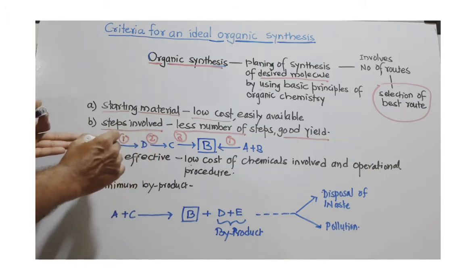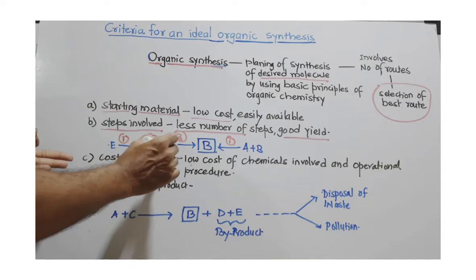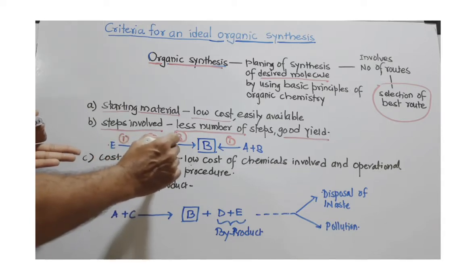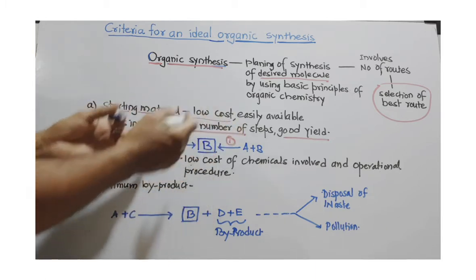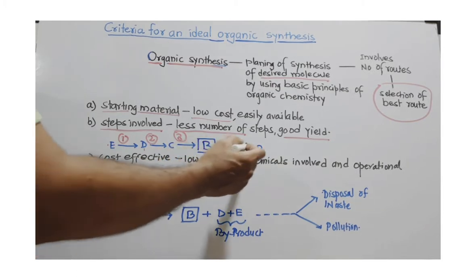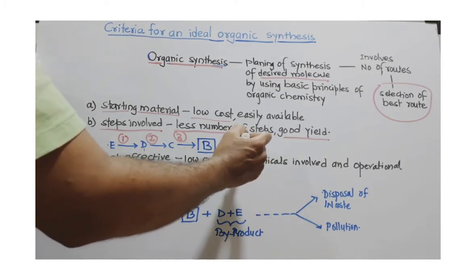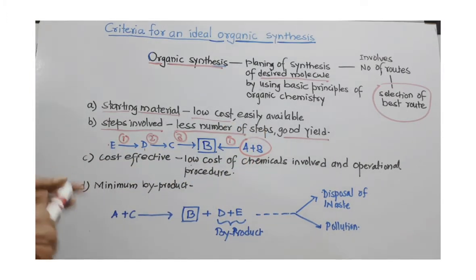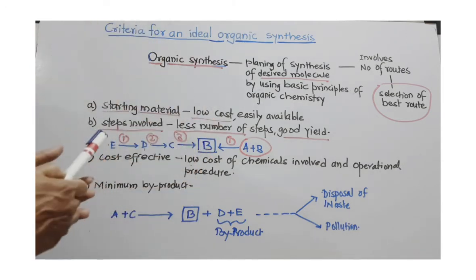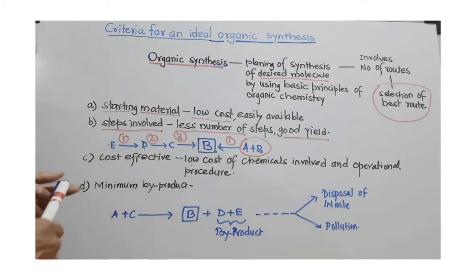So when we go from E to D and D to C, the yield will be decreasing, and when this C reaches B, the yield will be minimum. I mean, the yield will be lower as compared to the yield by this route. So what is important? A less number of steps should be involved in your organic synthesis. So you plan your organic synthesis like such. It must have a less number of steps. A 1 step synthesis is actually the ideal organic synthesis.